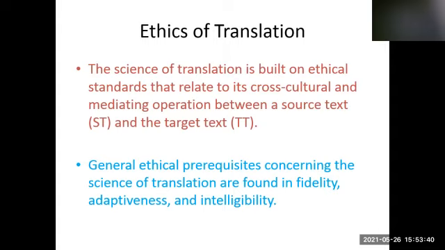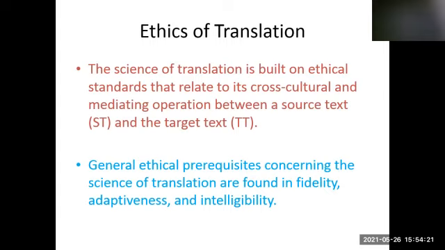Two, adaptiveness. Do not give me words in the translation that I do not understand. You cannot do that, because part of the process of translation is to make me understand so that I could establish a successful communication. So you have to adapt the ST into a clear TT.